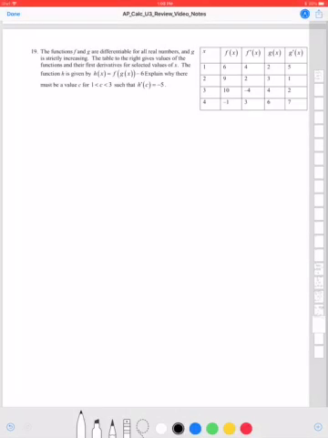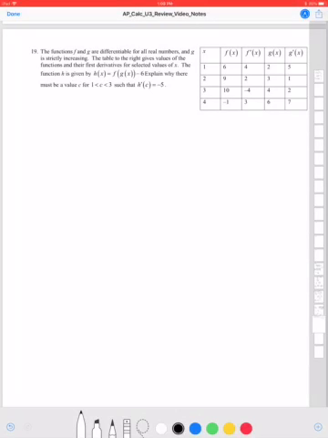Number 19 on the Unit 3 review. We've got a table where we're going to get all of our information from. The functions f and g are differentiable, so we know we can take the derivative, not a problem, for all real numbers. G is strictly increasing. I don't know if that's important for this part of the problem. This was a multi-part problem, and I just chose one section of it to give you guys. But let's see, we'll find out.